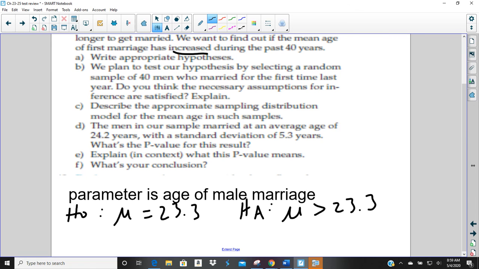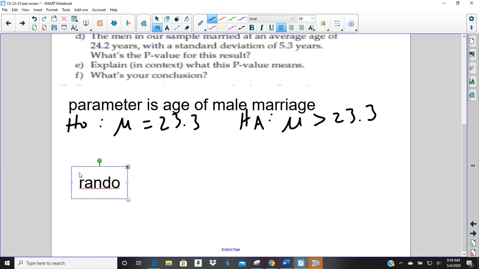They're going to select 40 random men. Do you think the necessary assumptions for inference are satisfied? Let's quickly run through them. We have random. The men are independent of each other.